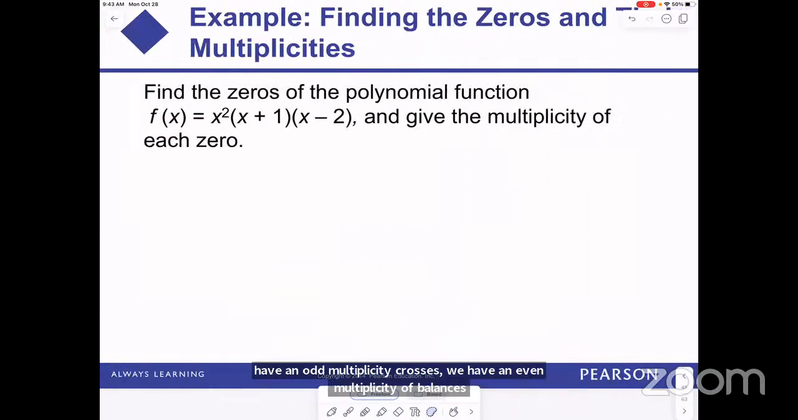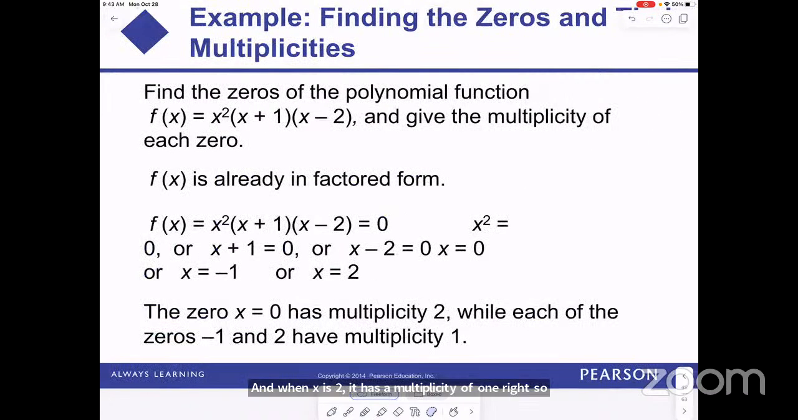So for instance, in this example, it's already factored for us, but that first factor, x squared, the zero there is 0, but it's counted twice because it's squared. When x is -1, that has a multiplicity of 1 because of the power. And when x is 2, it has a multiplicity of 1, right? Again, those details are available. I'm going to have to scan because we've got a little over a minute.